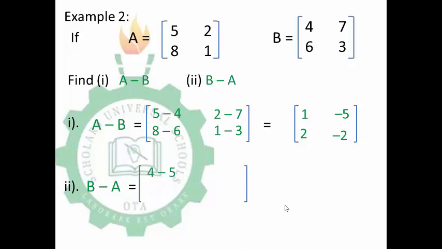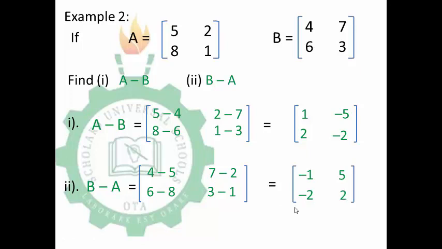So B minus A gives us 4 minus 5, 7 minus 2, 6 minus 8, and 3 minus 1. And that gives us 4 minus 5 here equals minus 1. 7 minus 2 will give us 5. 6 minus 8 will give us minus 2 here. And 3 minus 1 will give us 2.